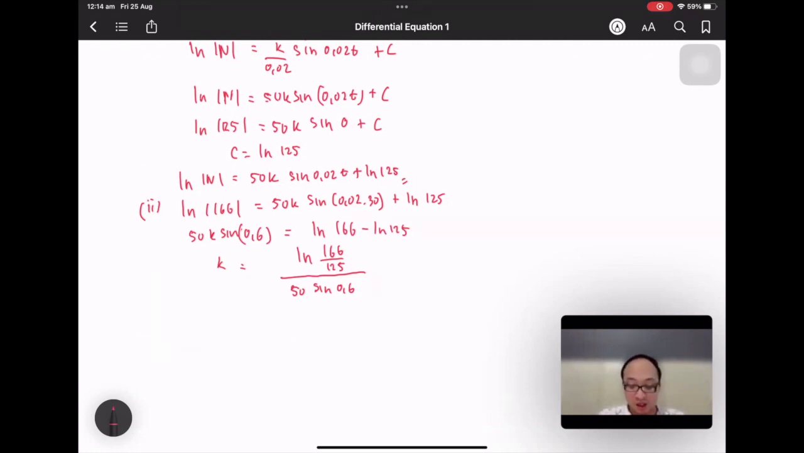Now, in this case, the trigonometry should be in radians. So ln(166/125) divided by 50 sine 0.6. So K equals 0.010.